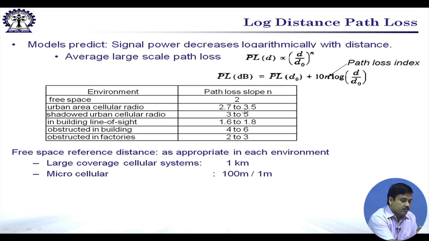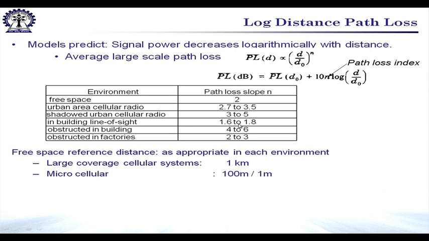These numbers would also depend upon the frequency. In the shadowed urban cellular region, that means when there is a lot of obstruction between the transmitter and the receiver, you would get numbers in the range of 3 to 5. In building line of sight, that means when you are inside a building, between 1.6 to 1.8. As these numbers are less than 2, this indicates a waveguide effect, typically like a corridor where signals are guided towards one direction and the loss is less than 2.